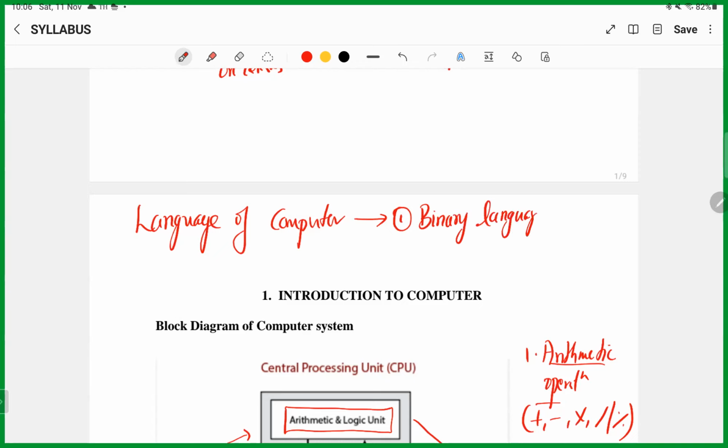Okay, one such language we call as binary language. Basically, whatever inputs you give, computer will understand in two formats, 1 and 0. Binary is nothing but 1 and 0.